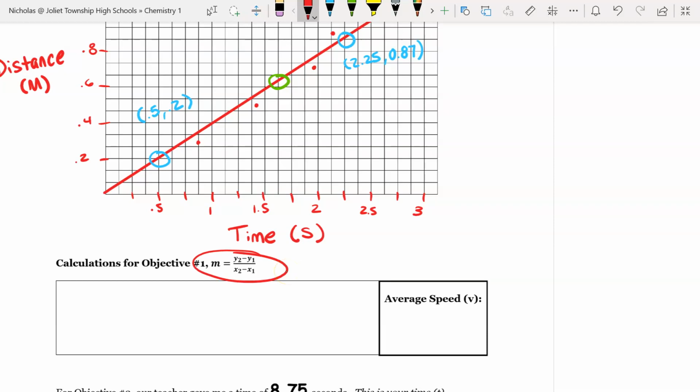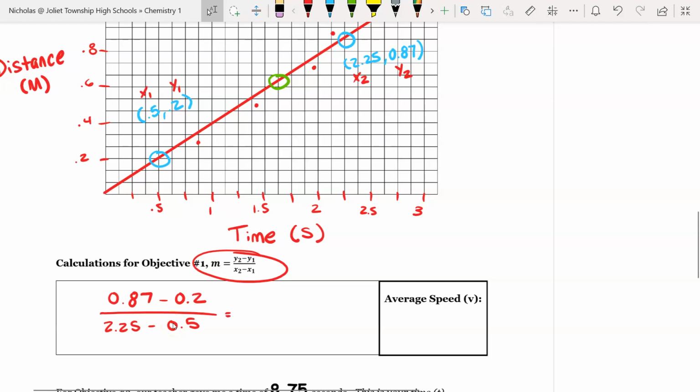Okay, so I can rewrite these points as x1 and this is y1. So that's the first x coordinate and the first y coordinate. This would be x2 and this would be y2. Okay, so I labeled each x coordinate as either 1 or 2, and then I labeled each y coordinate as 1 or 2. All right. The second point is usually the one that's further up on the graph. So my y2 is 0.87, and my y1 is 0.2, and this is over x2, which is 2.25, minus 0.5.